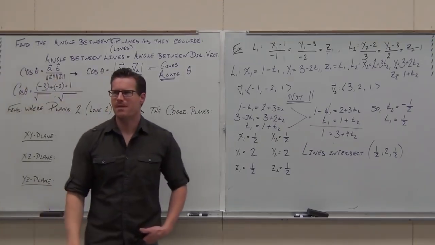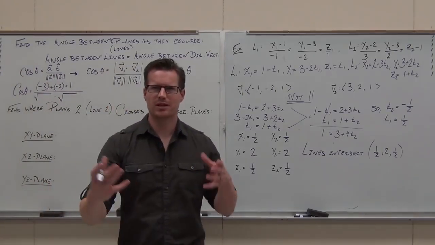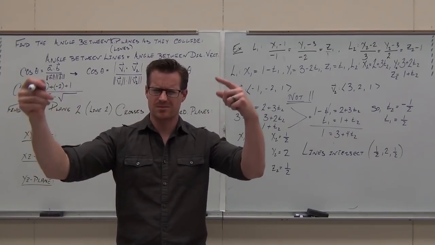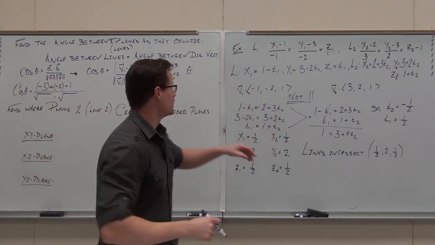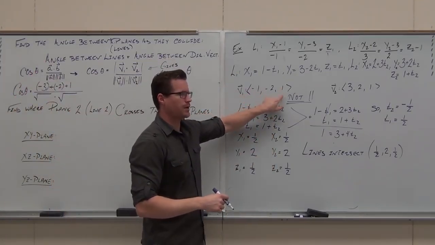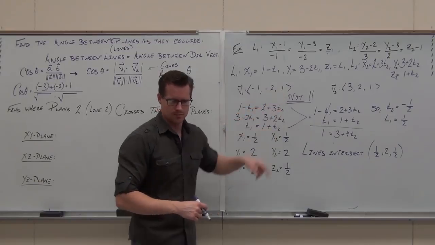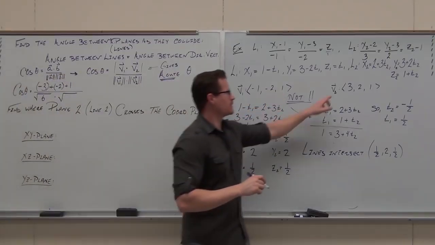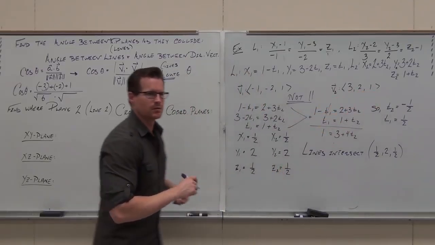Do you remember how to find a magnitude? I know it's got a square root. Explain to me in your own words how to find the magnitude of a vector. Come on, quickly. What do you do? Square them. Add them. 1, 4, 1. Nine, 4, 1.